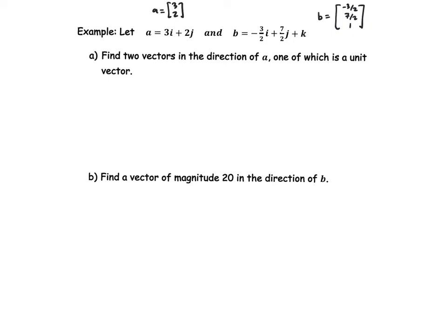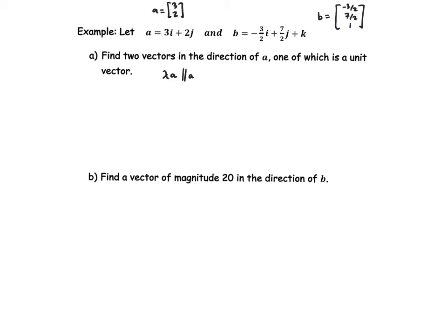Part A says to find 2 vectors in the direction of A, one of which is a unit vector. So I'll find a vector in the direction of A that, I don't care about the magnitude, I just want it to be a different length than A, so just in the direction of A. What we know is that we can take any vector and multiply it by a constant, and that would be parallel to vector A.